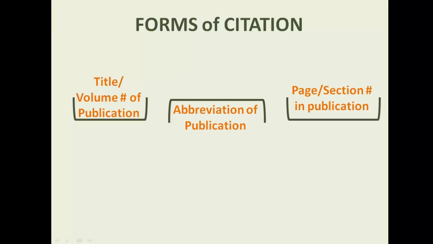A citation to primary authority usually follows the format displayed on your screen. Title or volume number of the publication, followed by the name or abbreviation of the publication, and then the page or section number, as applicable. If you are retrieving a paper copy of the item, you would need to find the right volume and the right publication and then turn to your page or section number. If you were retrieving this item online, you would simply enter the citation in the search box.